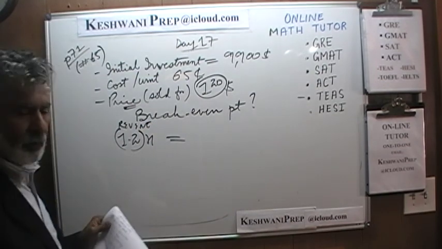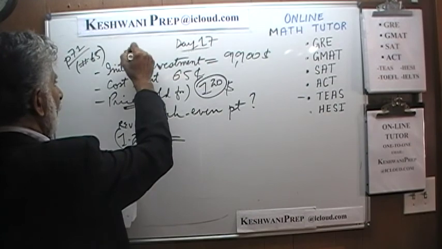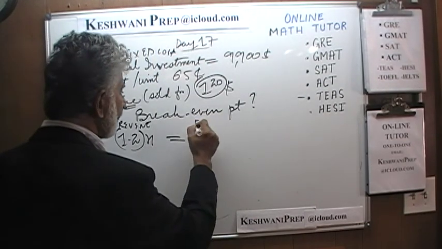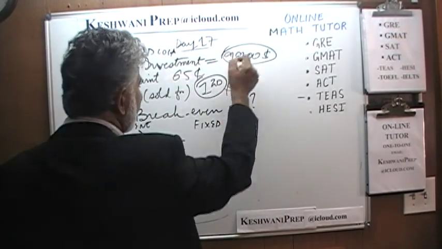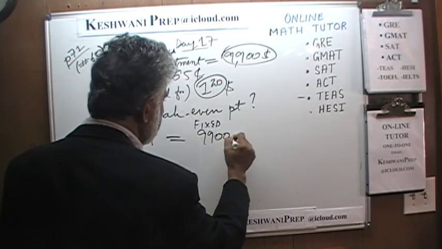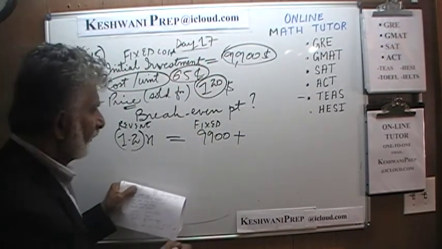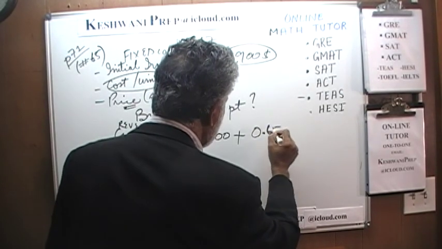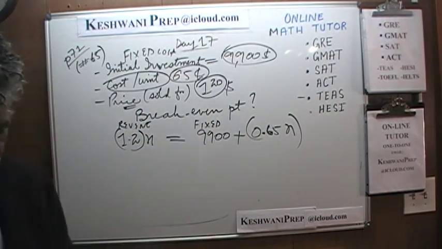And here we're going to put down the cost. We have two kinds of cost. We have the initial investment, which is the fixed cost, which is the initial investment of 9,900, plus the variable cost, which is the cost per unit of 65 cents per unit, and we are going to sell N units. And we want to find out what that N is.